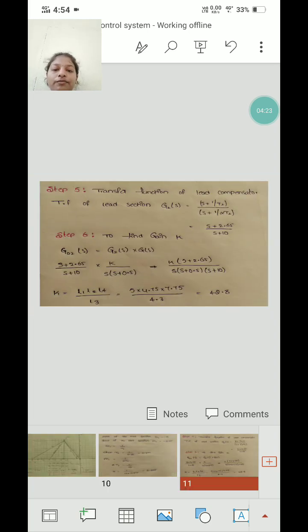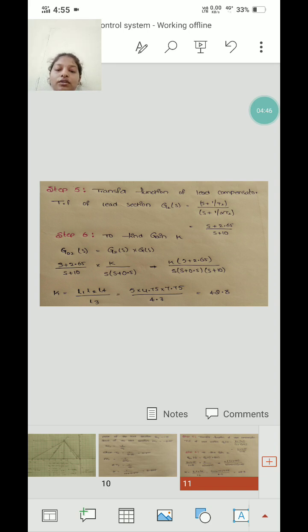Next we go through step 5. Transfer function of lead compensator. Transfer function of lead section G2(s) is equal to (s + 1/T2) by (s + 1/alpha T2). Substituting the above values from step 4, we get (s + 2.65) by (s + 10).